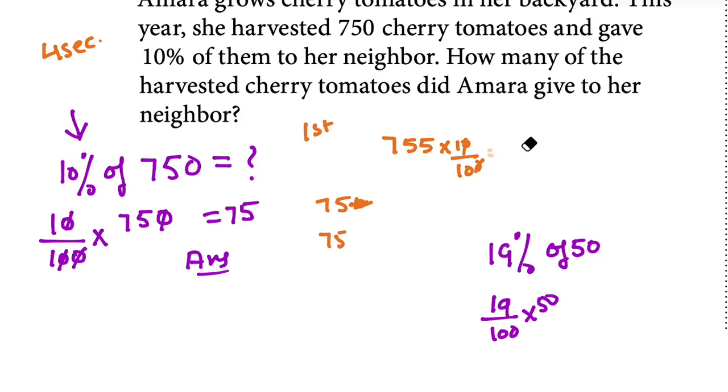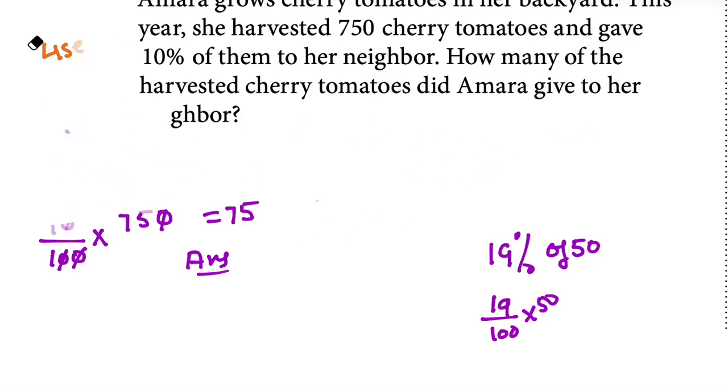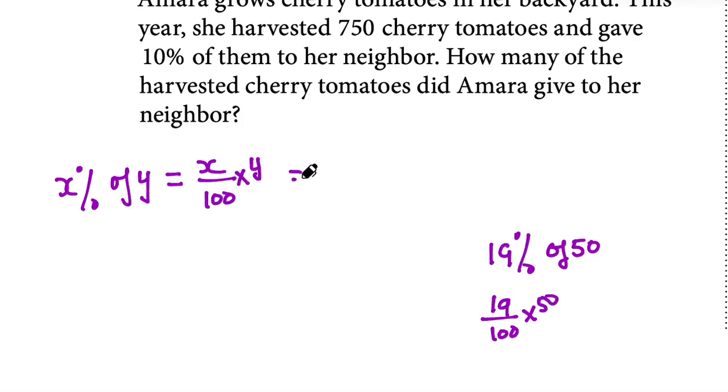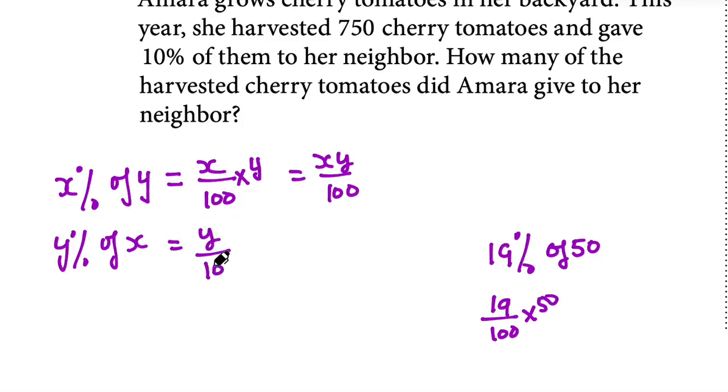No. Again, there's a wonderful pattern here. Let's understand what that pattern is. Let's say I do x percent of y. Then how will I write it? x percent of y. So that will be xy over 100. Now let's do y percent of x. I have flipped x and y. So that will be y percent of x, and that is yx over 100.